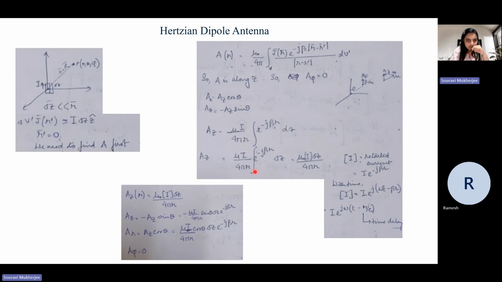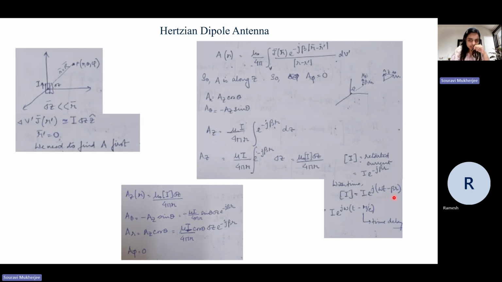So now you can rewrite it as something like this, right? Other things come out of the integral, because delta z is a constant quantity; it does not depend on the integration, so you can just take it out. So basically this term here will be your retarded current. With time, it will look something like this, right?